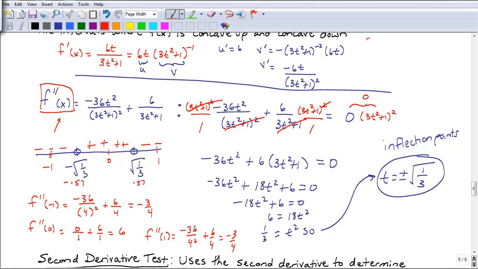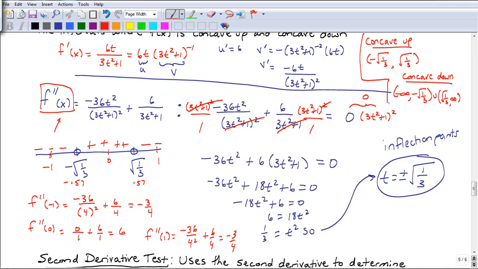I know that it's concave up where it's positive. That's negative root 1/3 to root 1/3. And it's concave down when it's negative, which is negative infinity to negative root 1/3, union root 1/3 to infinity. Oh, and there's the inflection points. So that would solve the problem. You found all the inflection points, and you figured out where it's concave up and concave down.